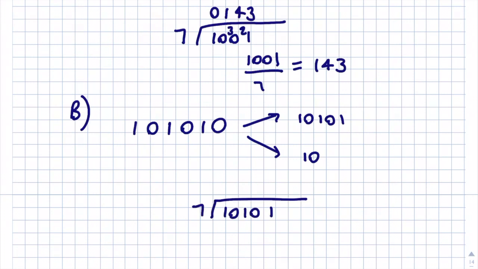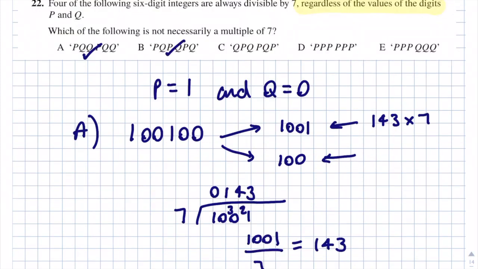So I say how many 7's go into 1, that's 0, how many 7's go into 10, that's 1 with a remainder of 3, how many 7's go into 31, that is 4 with a remainder of 3, how many 7's go into 30, that is 4 with a remainder of 2, and how many 7's go into 21, that is 3. So I know that 1,443 times 7 gives me 10,101. So therefore, 101,010 must be a multiple of 7. So we can tick B off.